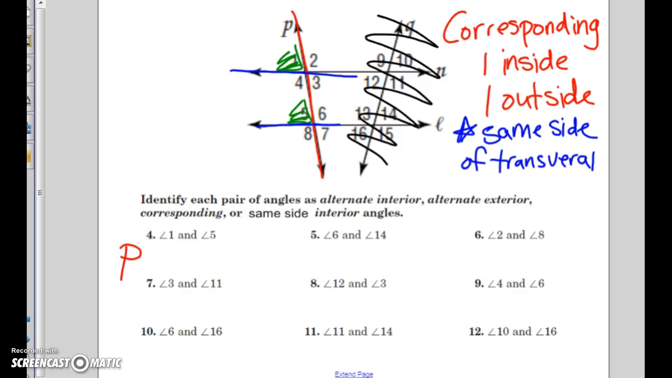Now, the other thing I want you to think about is this. On this one, if I take a pair of scissors and I cut this picture right here, and I slide 5, 6, 7, 8, those angles, if I slide them up, would 1 and 5 sit on top of each other? Yes, that's corresponding. When you can slide the angles and they sit one on top of the other, that's corresponding. So these are corresponding angles.